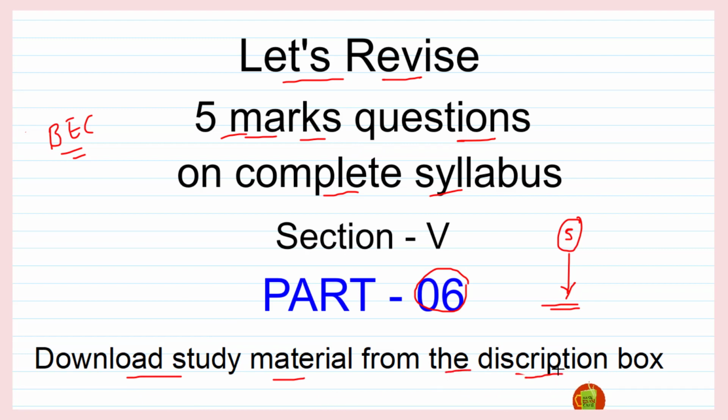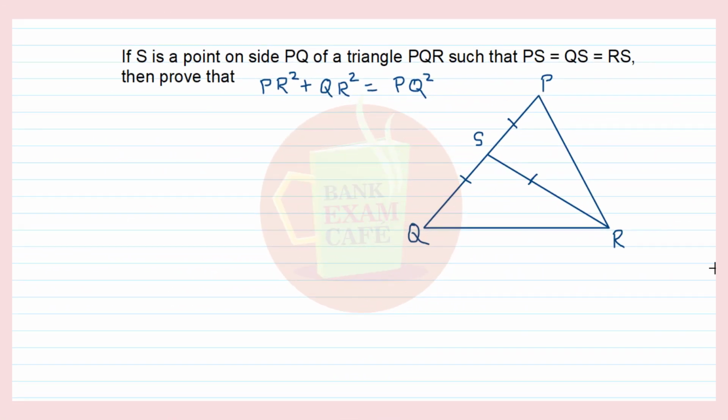Now let us move to the first question of this episode. Here is a question on the screen. If S is a point on the side PQ of triangle PQR such that PS is equal to QS is equal to RS, then prove that PR square plus QR square is equal to PQ square.